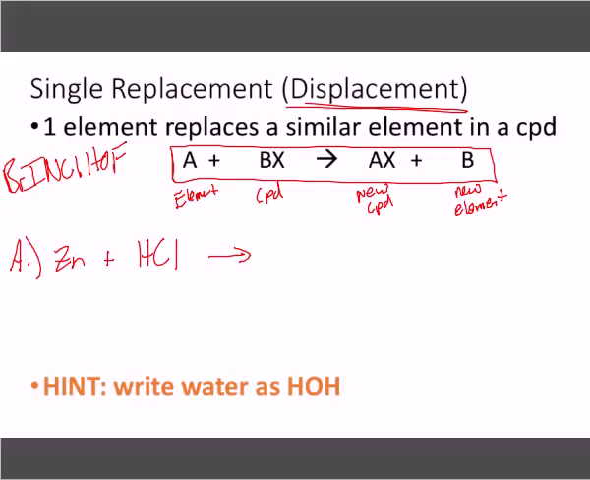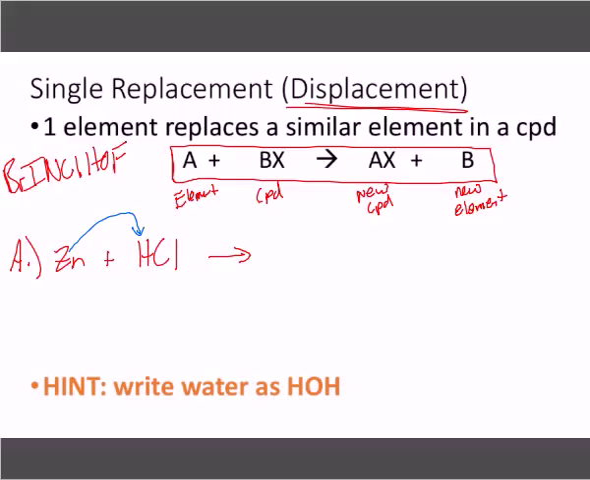The element that is by itself, the single one, is going to come in and try to kick out the like element in the compound. So in this case, zinc is a what? It's a metal, which is also a cation, right? Metals tend to lose their electrons, so they form cations. What's going to be my cation in my compound of HCl? Hydrogen. How do we know it's hydrogen? Because it acts like a metal, but how else do we know it when it's in a compound? Cations always come first. So, zinc is going to try to come in and kick out hydrogen.